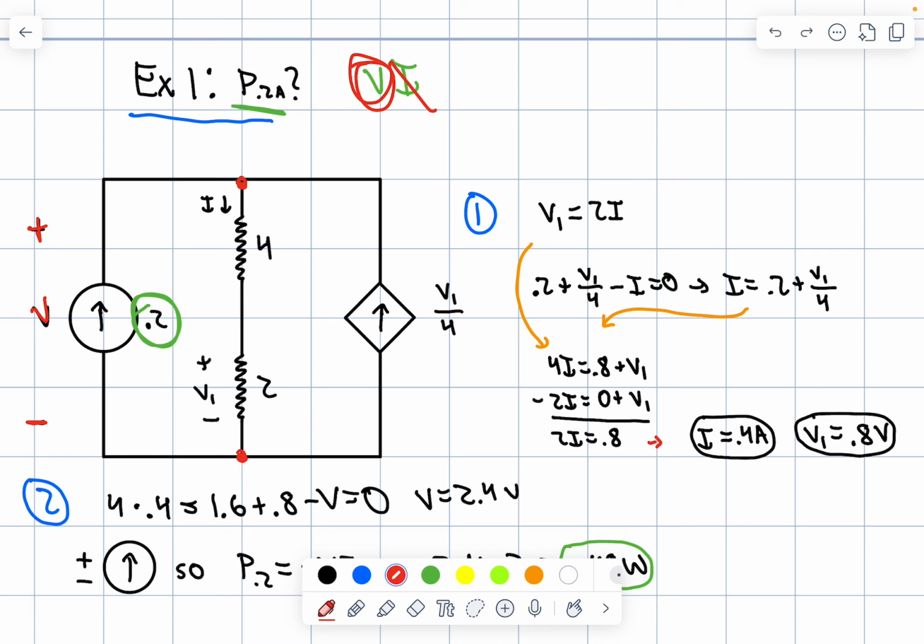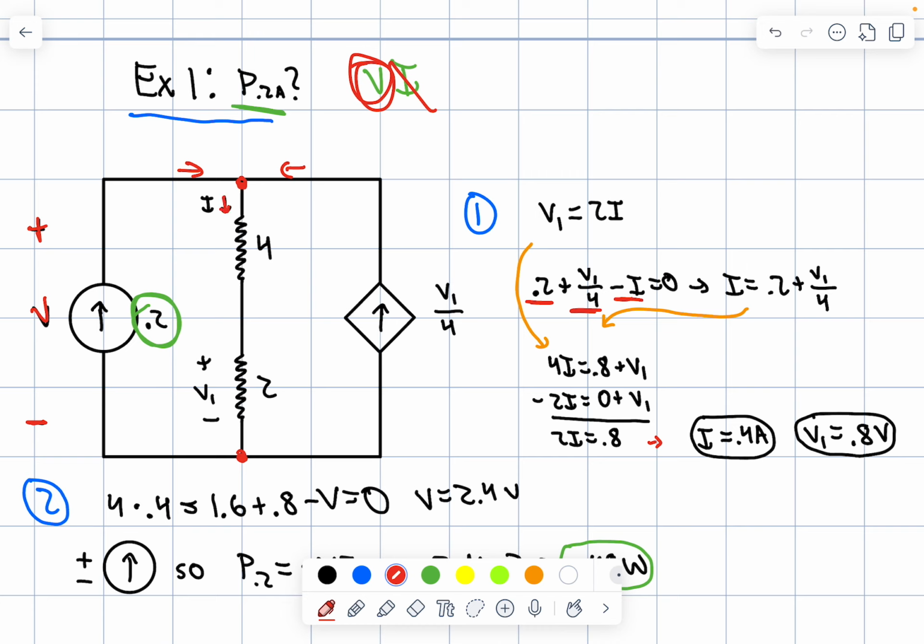The first way that I can think to put this current in relation to something is to put it in direct relation to V1 over 4, to this current source, through KCL. Because I've got a current of 0.2 amps going in here and a current of V1 over 4 going in here, I can definitely say that 0.2 plus V1 over 4 is equal to I, this resulting current.